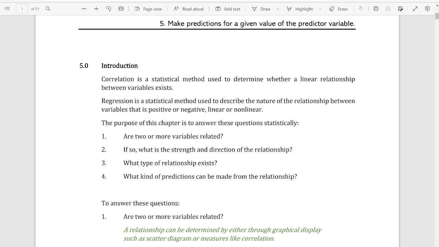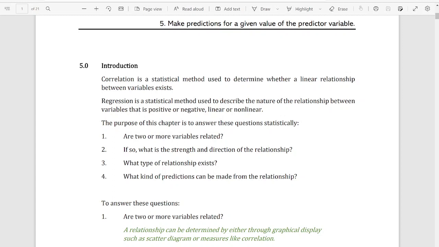Clear? Okay. So the purpose of this chapter is to answer this question statistically. So the first one is to answer, are two or more variables related? Adakah dua ataupun lebih pemboleh ubah berkait atau ada relationship? Right? Ada hubungan. If so, katakan ya, what is the strength and direction of the relationship? Apakah kekuatan dan juga dia punya arah hubungan tersebut? Adakah perkaitan dia kuat, lemah ataupun moderate? Ataupun dari segi dia punya arah, adakah dia bersifat positif ataupun negatif? Okay, nanti kita tengok apa makna positif, apa makna negatif.